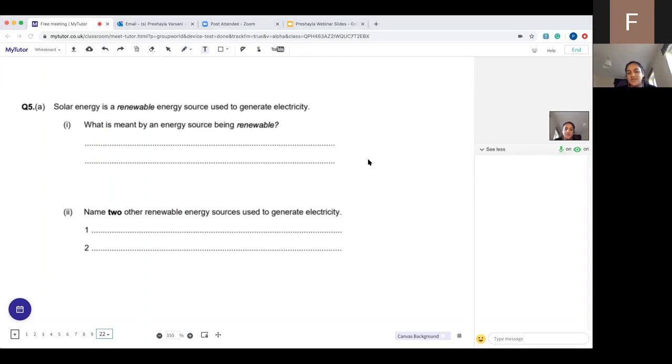So what is meant by an energy source being renewable? It's defined as a source that can be replenished as it is used. And two other renewable energy resources that we have: you can have hydroelectric, tidal, wind, biofuel. They're all examples of renewable energy resources.